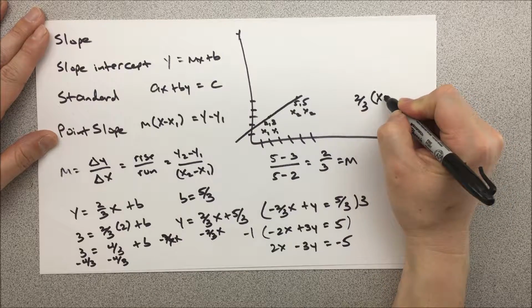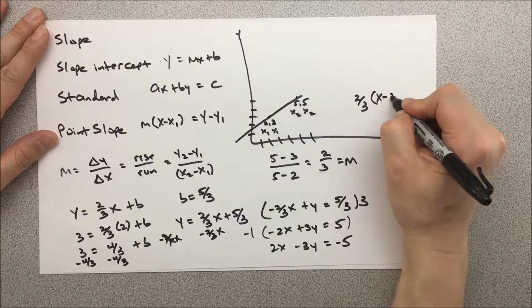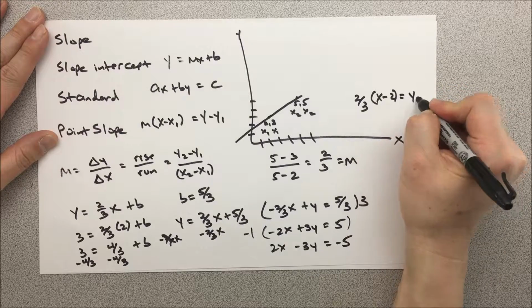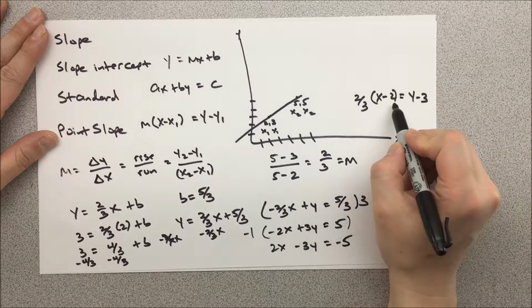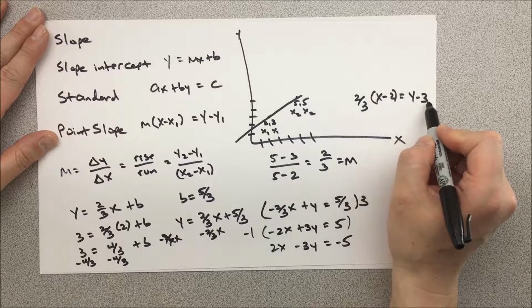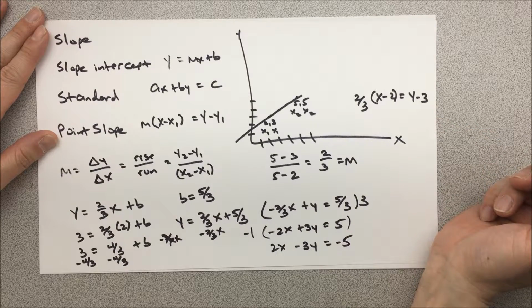And now if you know your point that you choose, you can rewrite this where 2/3 times (x minus 2) equals y minus 3. So here's the point that I chose, (2, 3), and here's the slope.